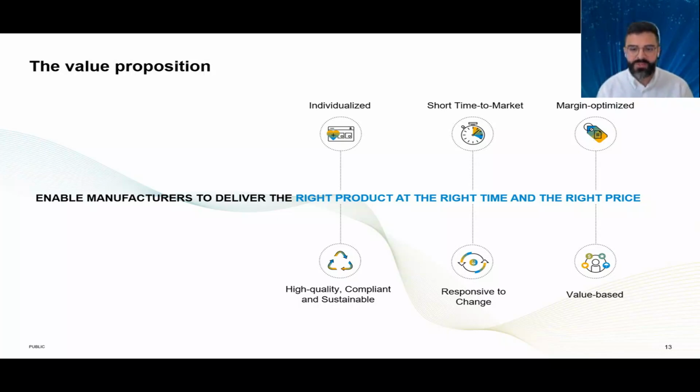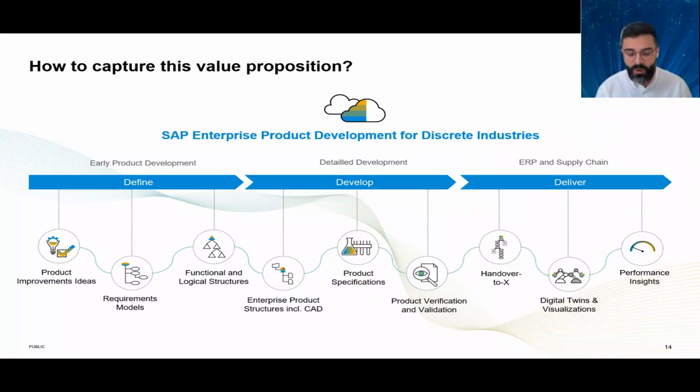And ultimately, as you innovate, delivering the innovations to the market at the right price is also important, right? So you need to be able to optimize for margin and have a value-based pricing. That is exactly also our ambition with SAP Enterprise Product Development. We want to develop and be the foundation of the digital thread, what we just explained earlier. So this means with SAP Enterprise Product Development, we will cater to the needs of early product development, detailed development, and also the integration and other supply chain functions.